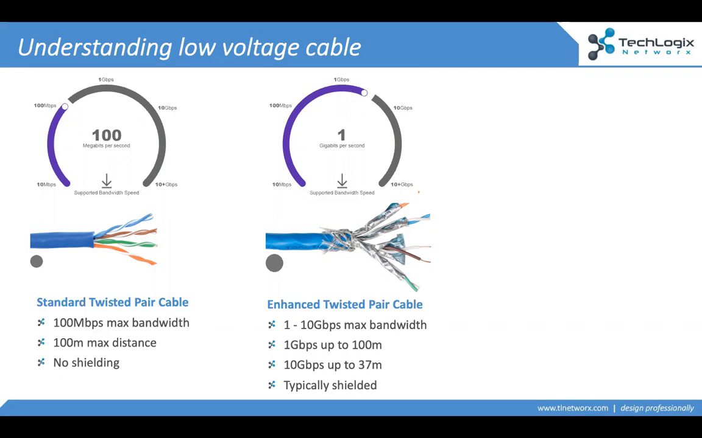1 gig is usually where these cables can really perform well, and that's usually across the entire spec of the cable, so 100 meters. This is kind of your max network length. But again, these have worked well. 1 gig is a pretty good amount of bandwidth, and historically, that's what we've needed for installations, especially when you're getting into video.